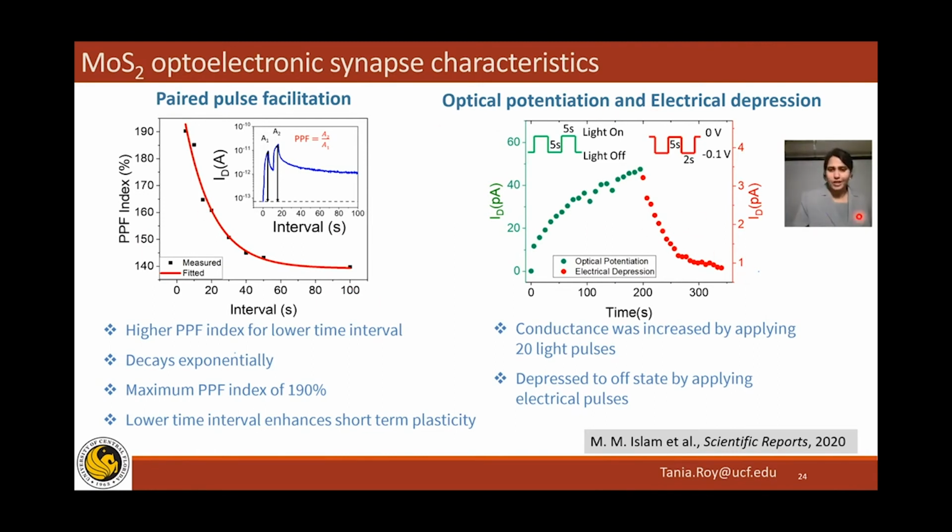We show optical potentiation, electrical depression. Here we are applying negative voltages at the drain to detrap the carriers and go back to the initial dark current value.